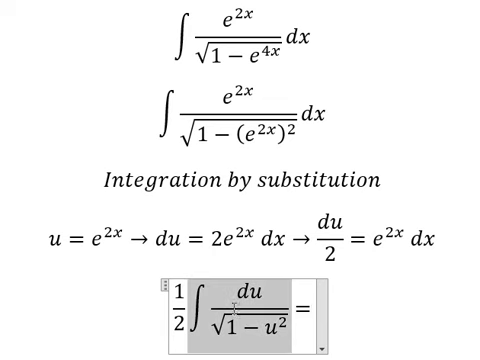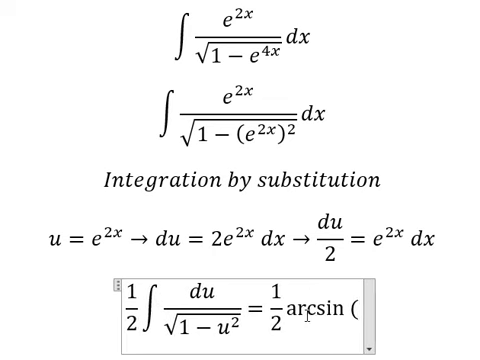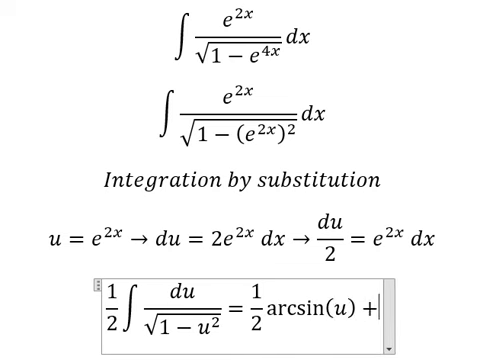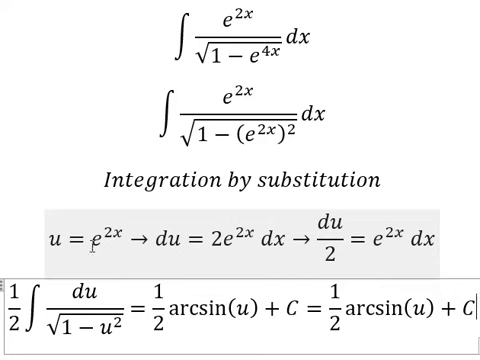So the integration of this one, we have arcsin of u, and I will put plus c. Then u is this one.